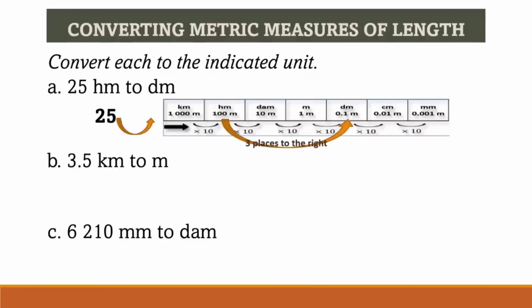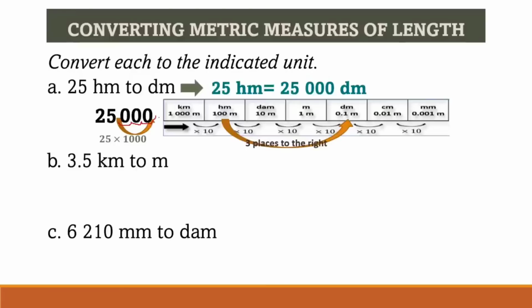When we do that, we will have 1, 2, and 3 places. Our decimal point will be here, but since there are no digits, we have to annex zeros. That's why the result is 25 times 1000, or 25,000. So 25 hectometers is equal to 25,000 decimeters.